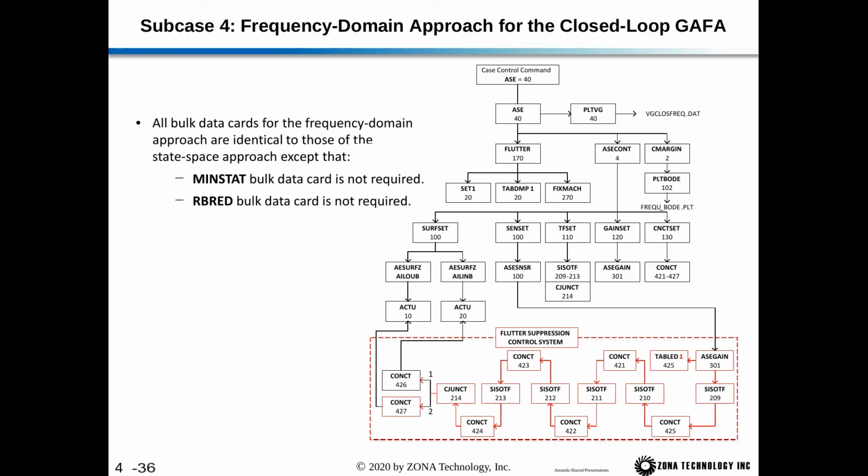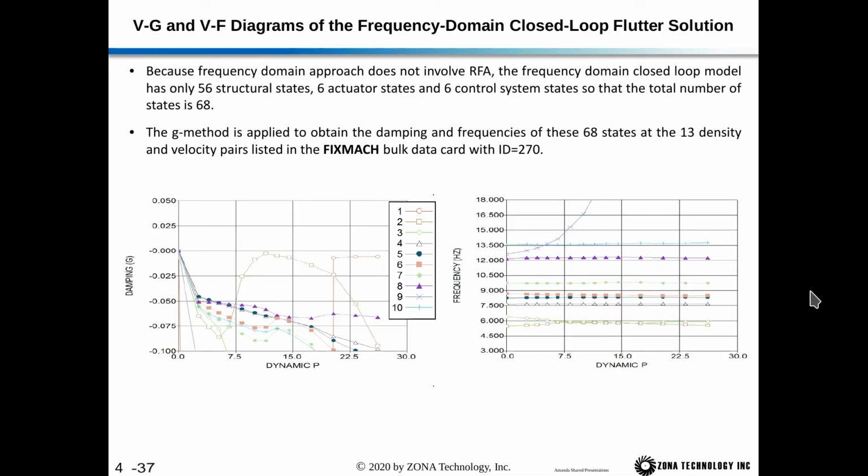Next, subcase 4 is the frequency domain approach. So this is identical to the state space approach, except once again the MinStat card is not required and the RB-Red card is not required. And we'll look at the VG and VF diagrams.